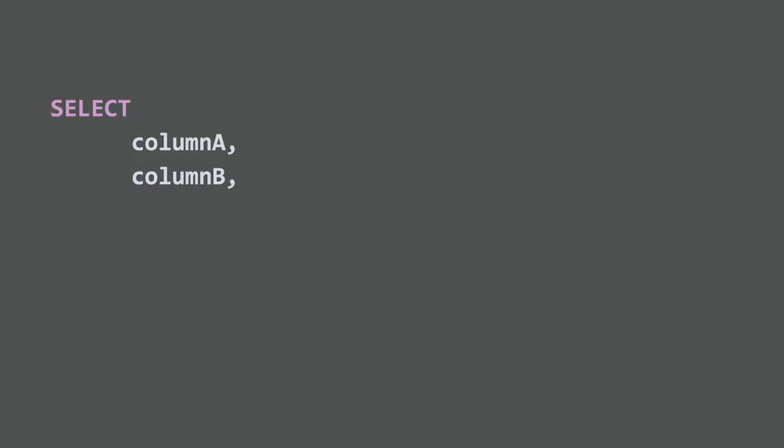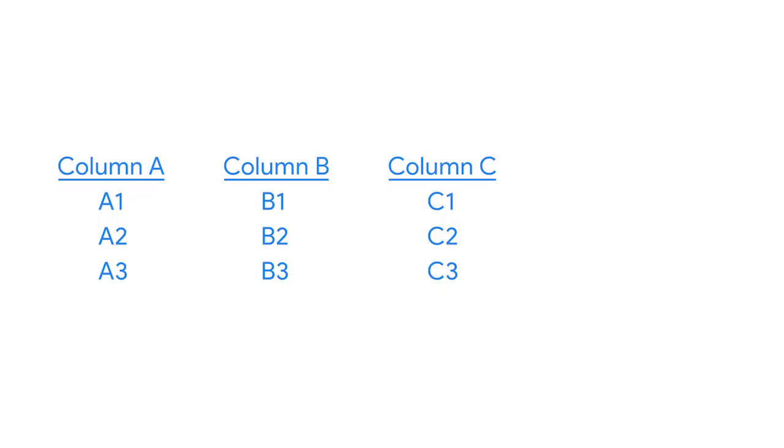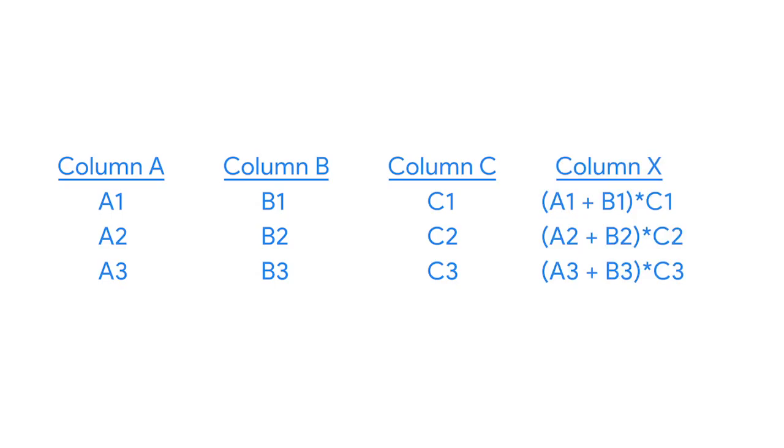If you need to use more than one arithmetic operator in a calculation, you'd use parentheses to control the order of the calculations. So if we included column C in our query, we could place parentheses around column A plus column B. We'd then add an asterisk if we're multiplying, followed by column C. This query would return in a new column the sum of the values in columns A and B multiplied by the values in column C.